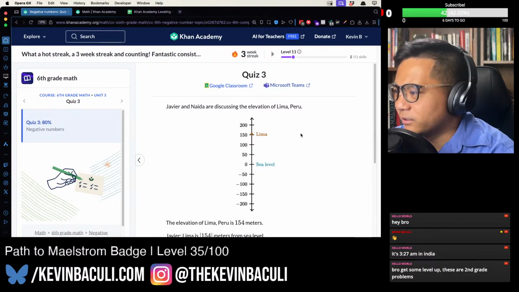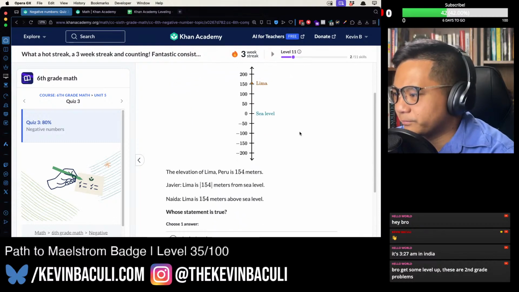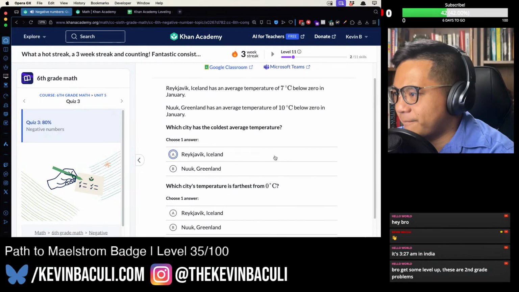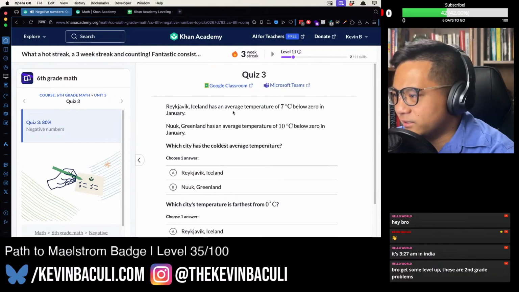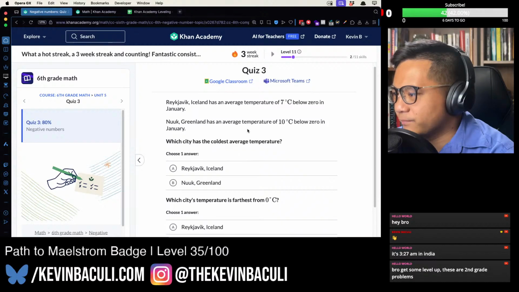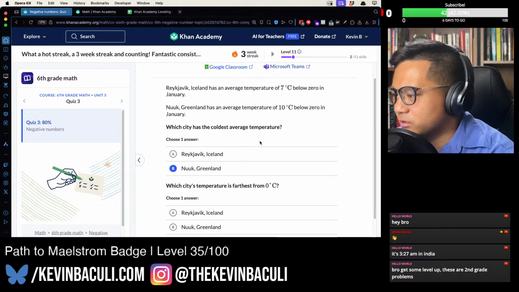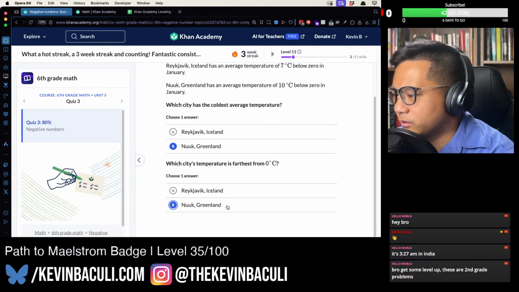Javier and Nadia are discussing the elevation of Lima, Peru. Lima is both. Yeah, both of them are correct. Reykjavik, Iceland has an average temperature of 7 degrees below 0 in January. Nuuk, Greenland has an average temperature of 10 degrees Celsius below 0 in January. Which has the coldest temperature? Nuuk. Which is farthest from 0? Nuuk.